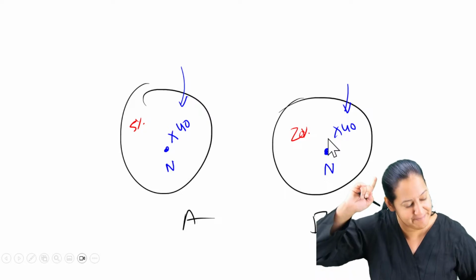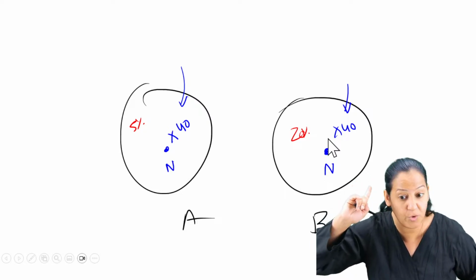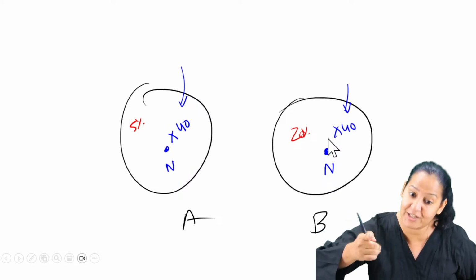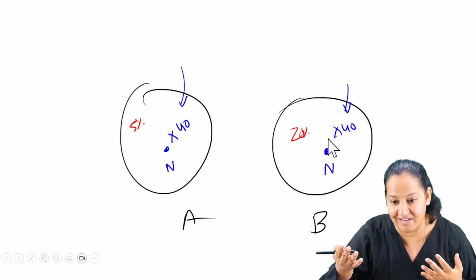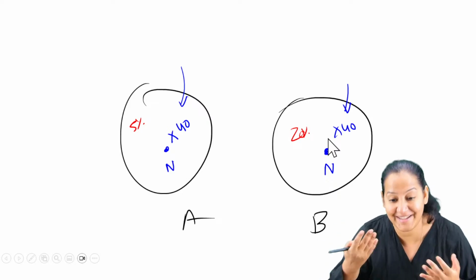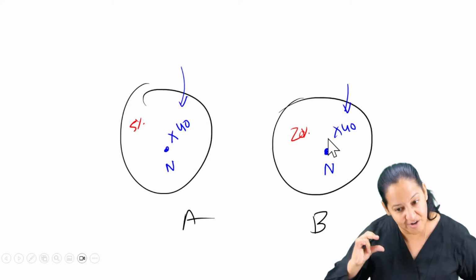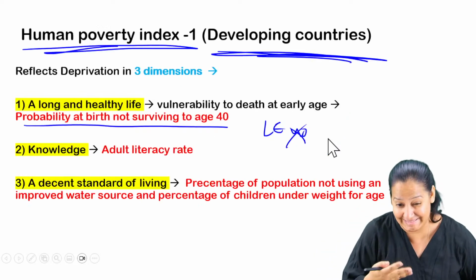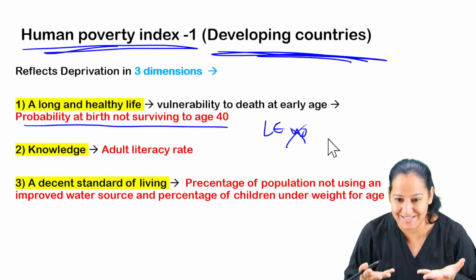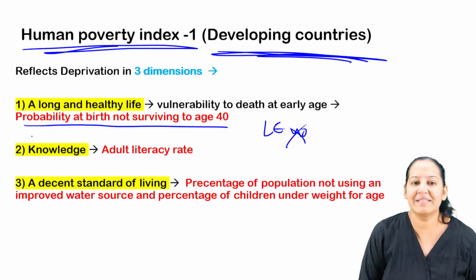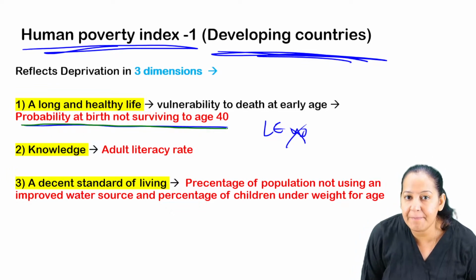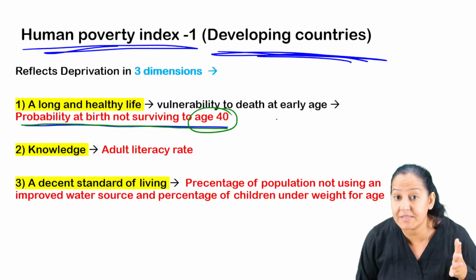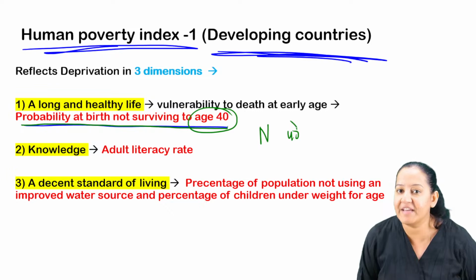In PQLI and in HDI, we were looking at life expectancy at birth, life expectancy at the age of 1. We were looking at the chances of survival. Here we are looking at the chances of death. It is deprivation. The glass is half empty. We are not looking at the glass half filled, we are seeing the glass half empty. You are getting my point? I assume, I'm trying my best. So you can see it's the probability of not surviving by the age of 40. The newborn will not survive by the age of 40.